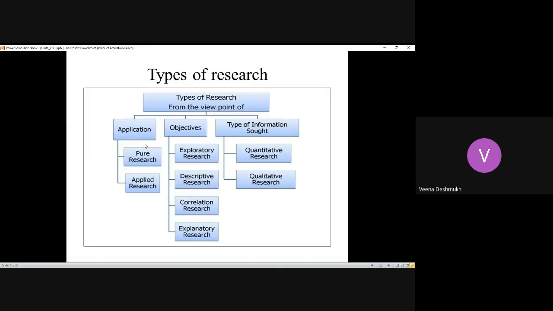So whenever you define these terms, this is the dominant type which I am explaining here. Because without the other parts, the research is incomplete. So this is regarding the types of research.